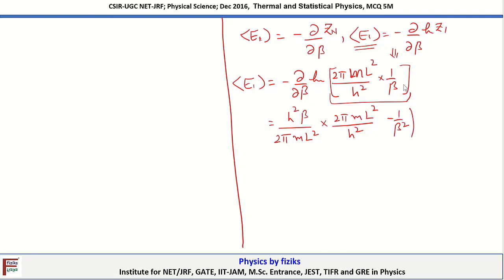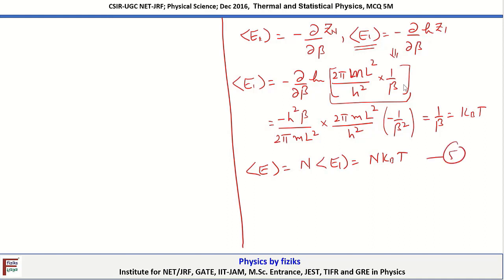Okay, and that is equal to, this is with negative sign, minus curly beta. So this minus and this minus will become plus, and that is equal to 1 by beta, or that is equal to kBT. So therefore for the n particle system, average E is equal to n multiplied by the average energy per particle, that is equal to n kBT. Okay, so let's say this is equation 5 here.